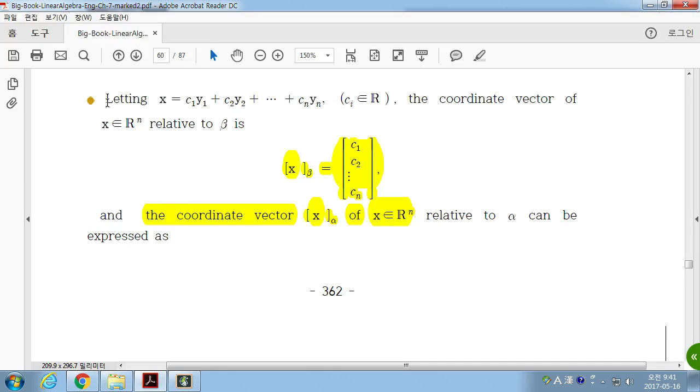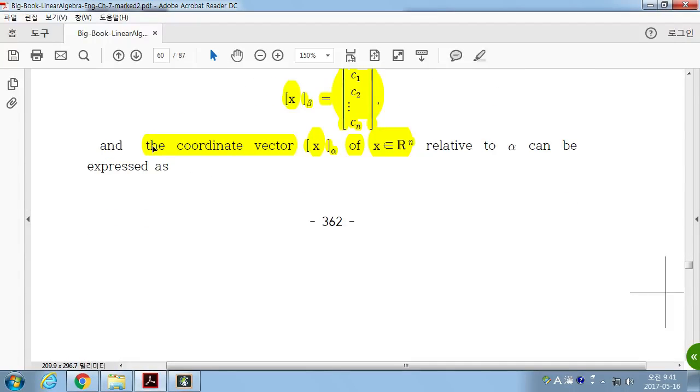Here is the explanation. Let x be a linear combination of the yi's, which come from the basis beta. Then the coordinate vector of x with respect to beta can be written as c1, c2, up to cn, because those ci's are the coordinates with respect to the basis beta. Okay? So the coordinate vector of x with respect to the basis beta is the ci's like this.